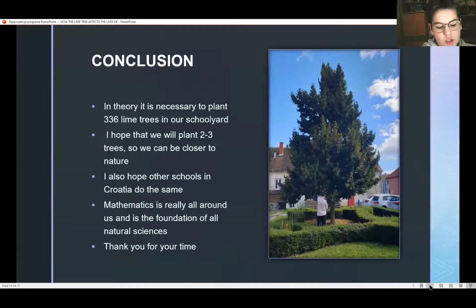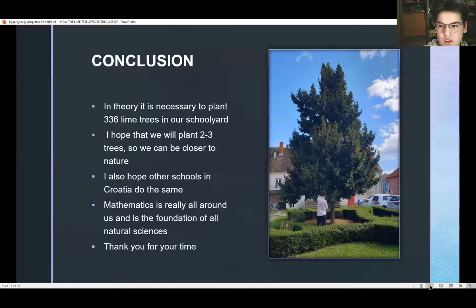In conclusion, our lime tree annually produces about 3,240,920 liters of oxygen, and the employees and students of our school need about 1,081,243,000,296 liters of oxygen. In theory, it is necessary to plant 336 lime trees in our schoolyard.